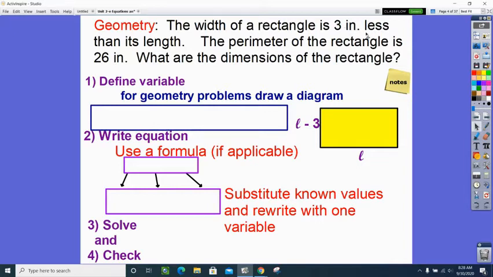Think about it. What would 3 less than 20 be? You wouldn't take 3 minus 20, right? So when you see this less than, the minus goes behind the variable. So instead of putting W as a second variable, we're going to use L minus 3, because that equals W.